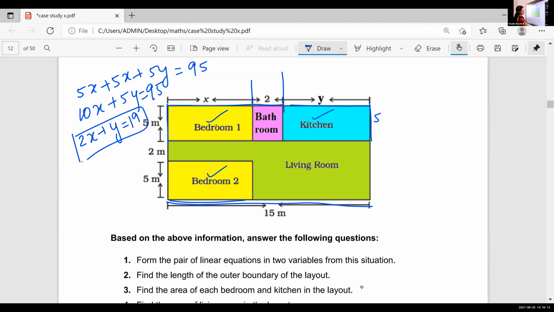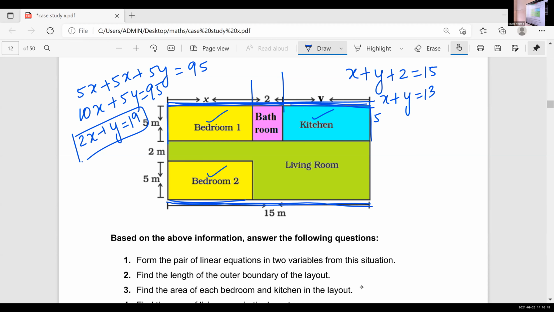Yes, Emil. What about the second equation? Compare this length, children. What is this total length? X plus y plus 2 is 15. Yes. So we get x plus y is equal to 13. Okay, this is the total length. The same length only here we have. So when you add up this total length, it will be equivalent to 15. So x plus y plus 2 is 15. So x plus y is 13 is the second equation.